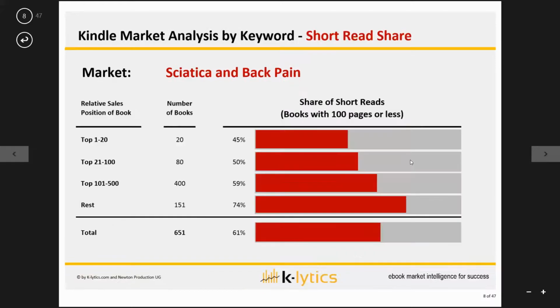And given its non-fiction nature, it's also a market with a fairly high short read share. Across the top 20 and top 100, roughly 50% of the books are short reads of less than 100 pages. For the total market, we are at about 61%. This is obviously way higher than in many fiction-related genres, pretty typical for non-fiction. And the situation underscores the fact that you have to get into the top end of the ranking list, because with these page counts, the borrows and pages read won't help your revenue very much.